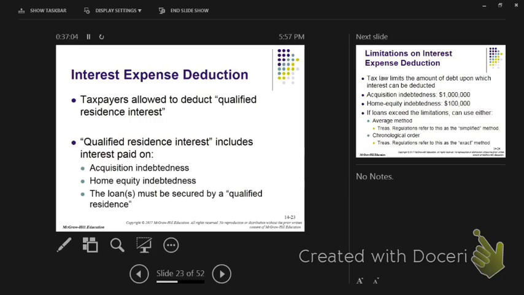Now, we don't have to just live in a home. So we can also deduct the interest from the lake house. If you notice, qualified residence interest includes interest paid on acquisition indebtedness and home equity indebtedness on a qualified residence. It's not principal residence, it's qualified residence. It's usually home 1 and home 2. Not home 3, 4, 5, 6. Home 1 and home 2. All right. So that will go on line 10 of your Schedule A.